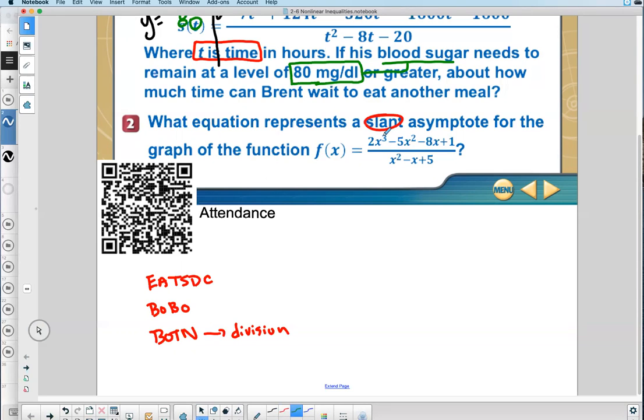Bigger on the top. This has a degree of 3. This one has a degree of 2. So it's bigger on top, which, so the rule was bottom, meaning no horizontal asymptote. It's slanted instead, or oblique. So here's how you find it.